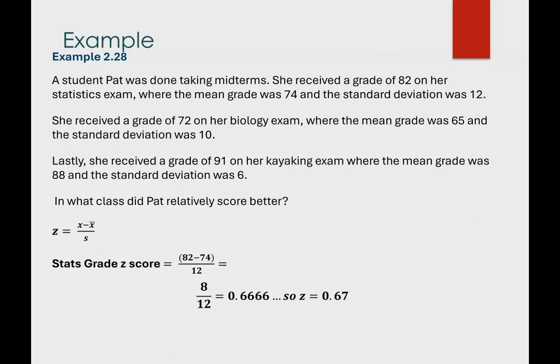Z-scores do not have units like standard deviation does. So this is 0.67 above the mean, the number of standard deviations above the mean.